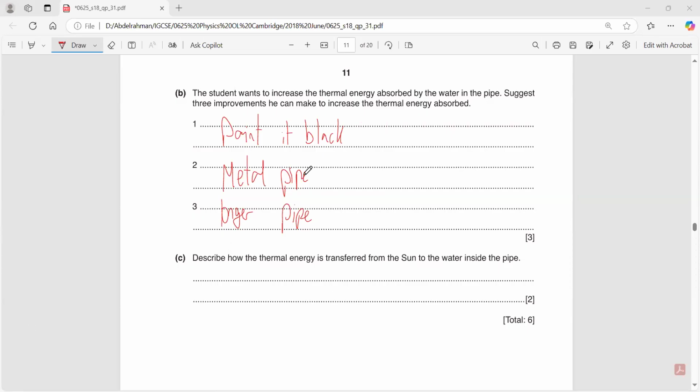Describe how thermal energy is transferred from the sun. Radiation, yes, thank you. Radiation in space, through infrared radiation, and then inside the pipe it would be through conduction. So radiation in space, or to be more accurate, infrared radiation, and then conduction in the pipe.